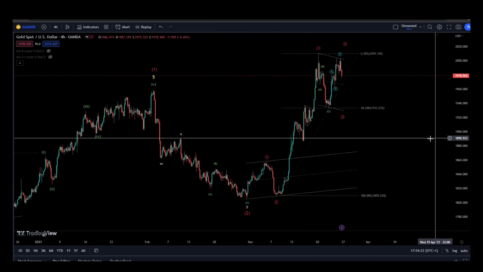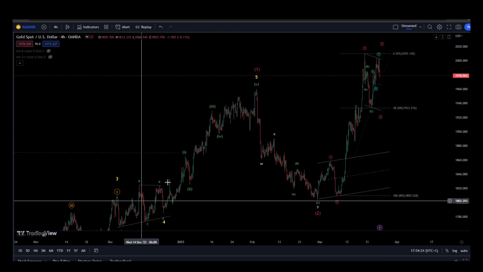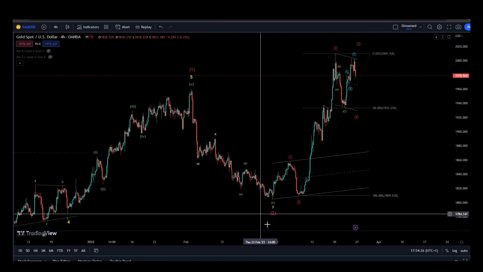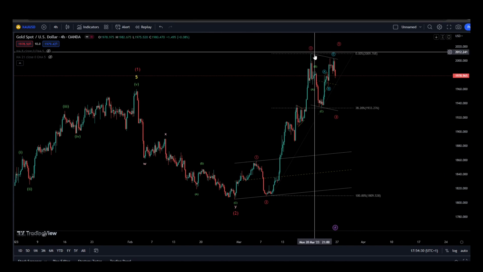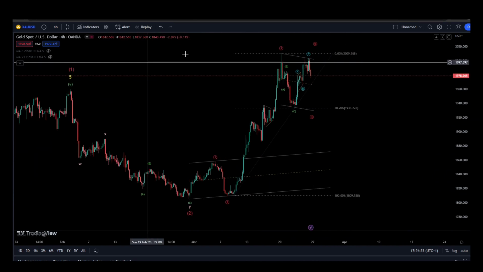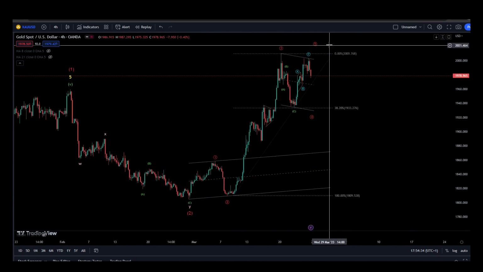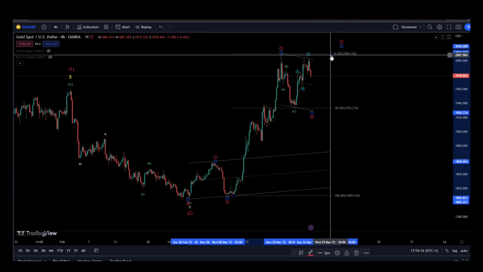Here are my annotations. So gold has given us a complete wave 1 here, a WXY into a wave 2, and then we have a wave 1 here, a wave 2, and a wave 3 which has just finished, and where we currently are is in this wave 4 slash wave 5 to eventually come in.